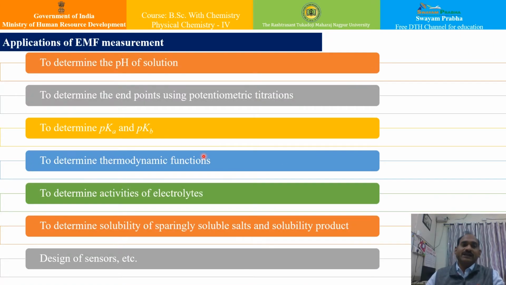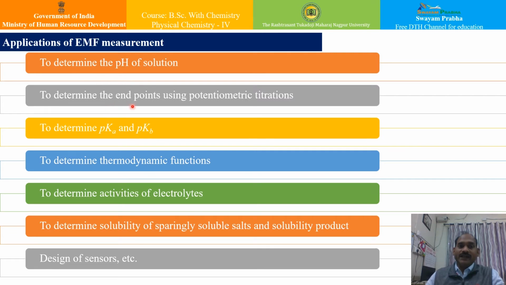So friends, basically the applications of EMF measurements are varied, and there are n number of applications. Just to name a few, we have listed them here. You can determine the pH of a solution. Of course, there are a number of various ways to measure the pH of a solution, but we can utilize this idea of EMF measurement for the determination of pH of a solution.